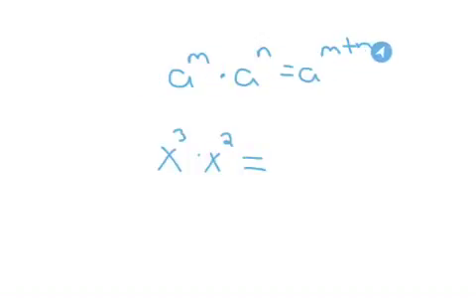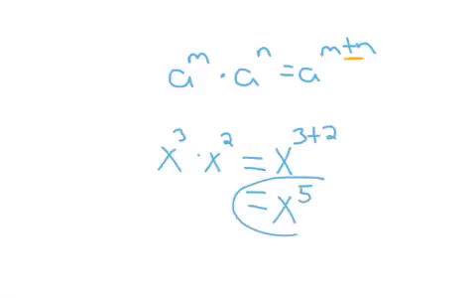The first rule we will review is a to the m times a to the n. Remember, when you have the same base and you're multiplying, you add your exponents. So down here's an example. I have the same base of x and I'm multiplying. So literally I'm just going to add my exponents. X and 3 plus 2 gives me 5. So my final answer would be x to the 5th.